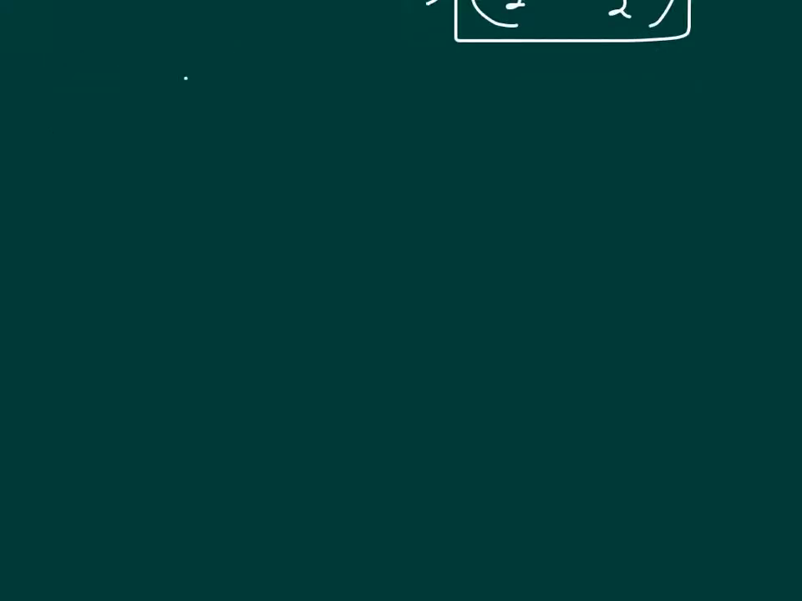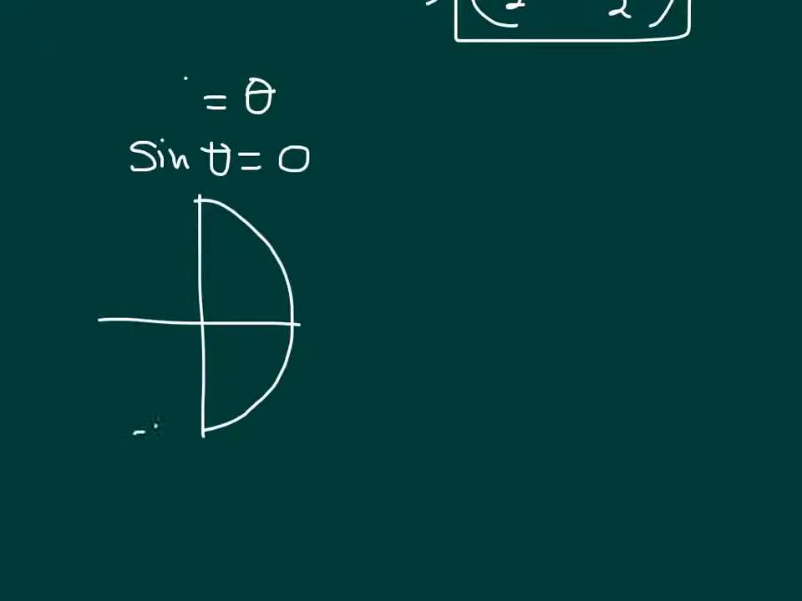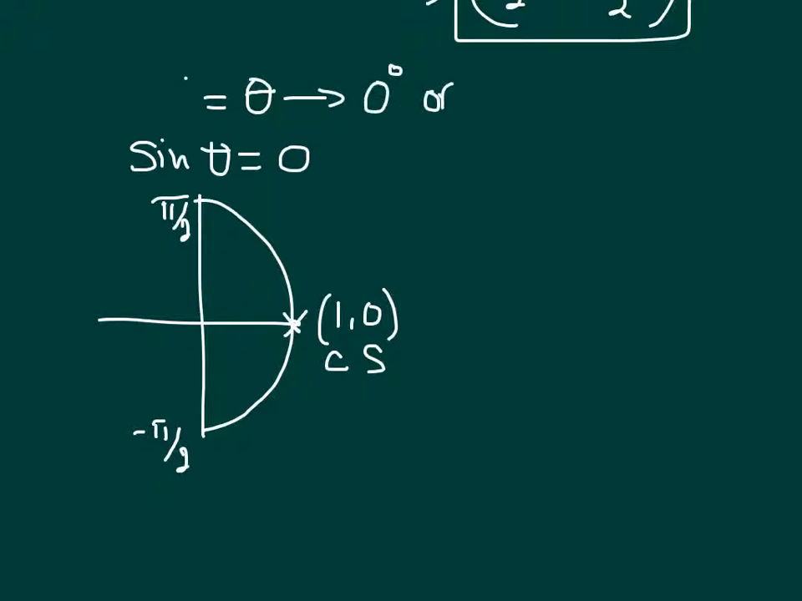Number 9, part A. Sine inverse of 0. Call it theta. We're looking for the angle. The sine of theta is equal to 0. Think of it from here to here, negative pi over 2 to positive pi over 2. Where is the sine 0? Of course, you cannot make a right triangle here. So the ordered pair here will be 1, 0. This is the cosine, this is the sine. So this theta will be either 0 degrees or 0 radians.